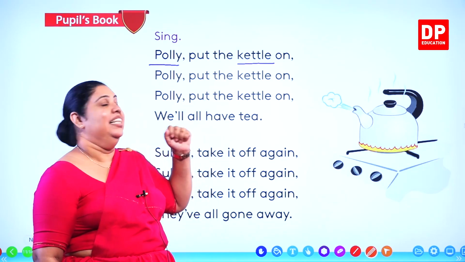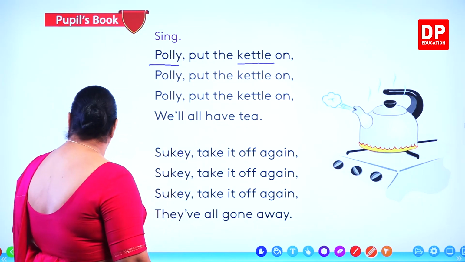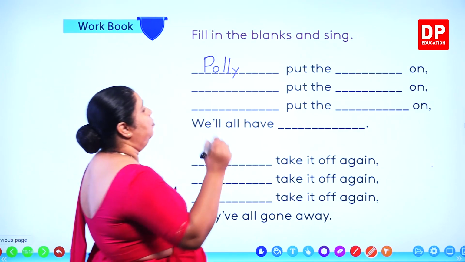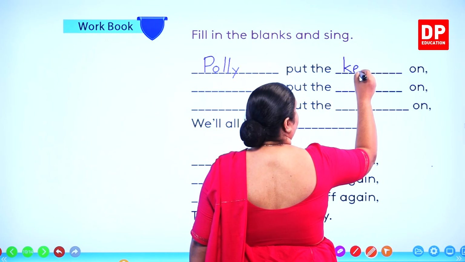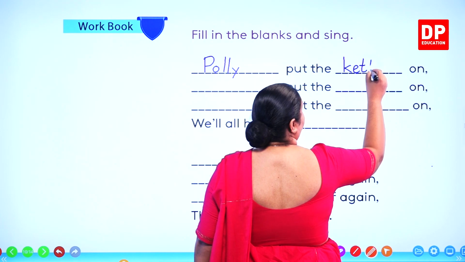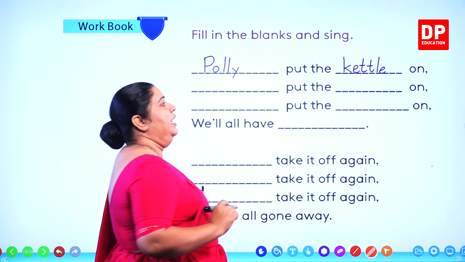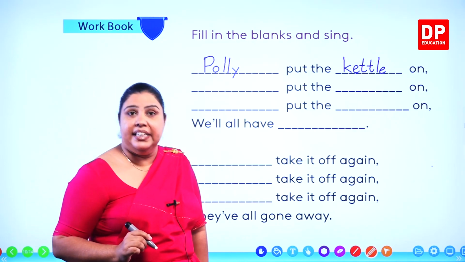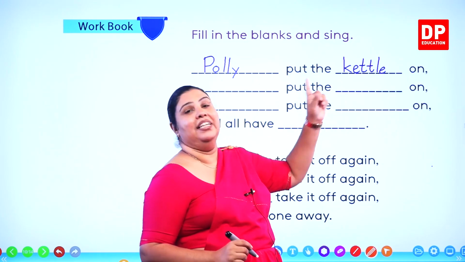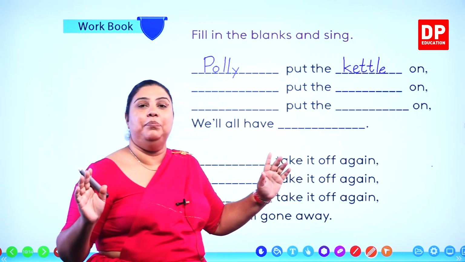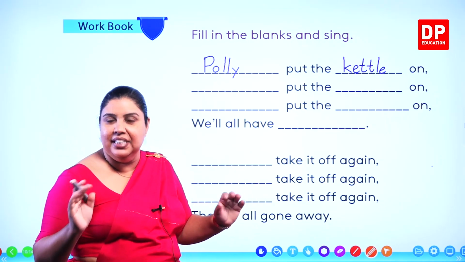K-E-T-T-L-E. Kettle. K-E-T-T-L-E. So now we are going to fill the blank. Polly puts the kettle. Now when we write the word kettle, we don't write with a capital letter. We write with a simple letter. K-E-T-T-L-E, kettle. Polly puts the kettle on. So now we have completed the first line. So second line and third line, we have to write the same thing.